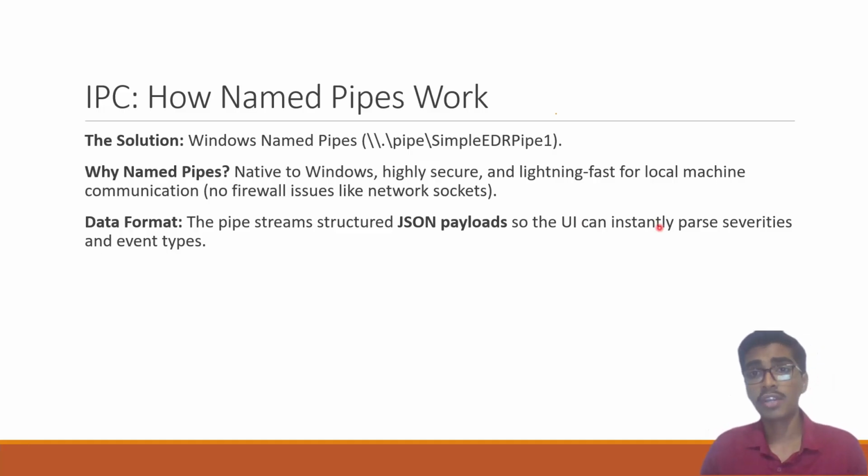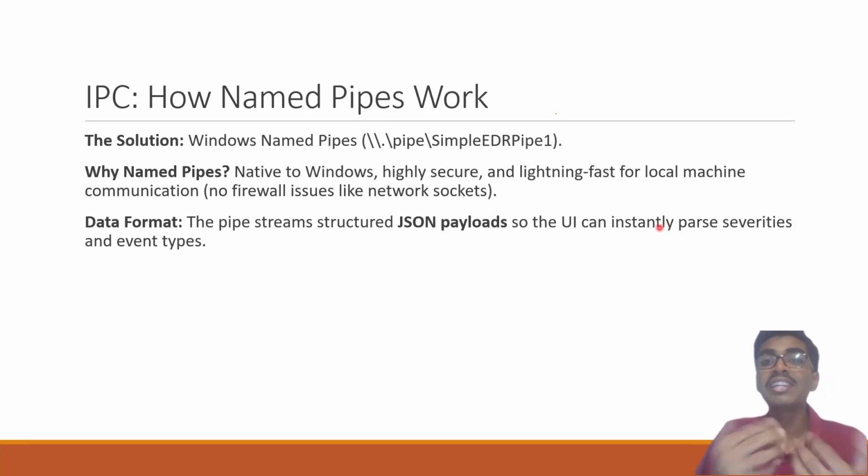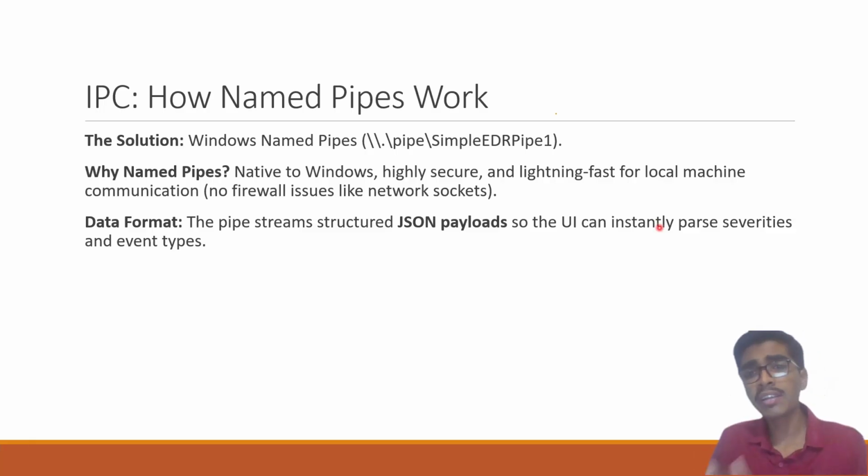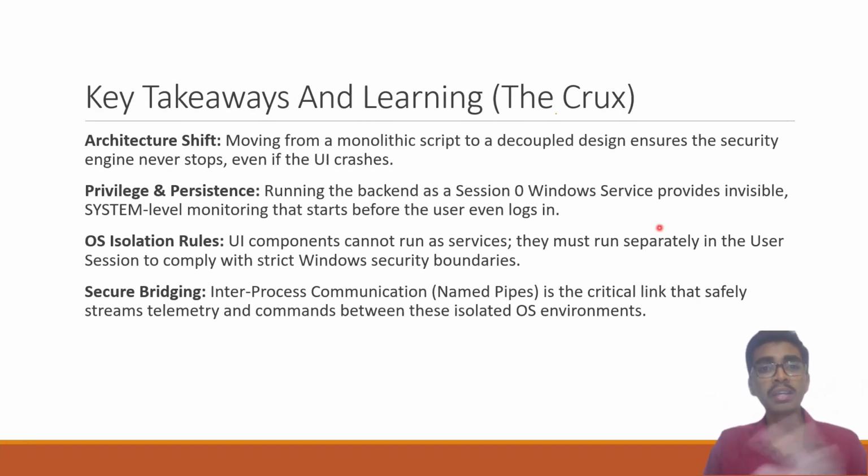And the data format we are using here is a JSON payload. In Python, you can consider JSON like a dictionary, with key value pairs, so that the UI can instantly parse the severities and event types and show them on our dashboard. So it is going to be very efficient.